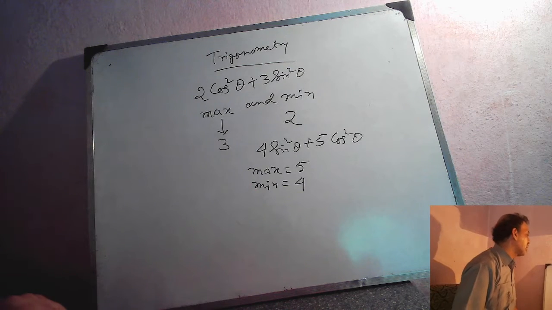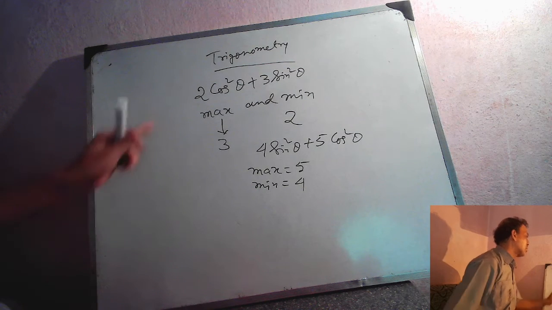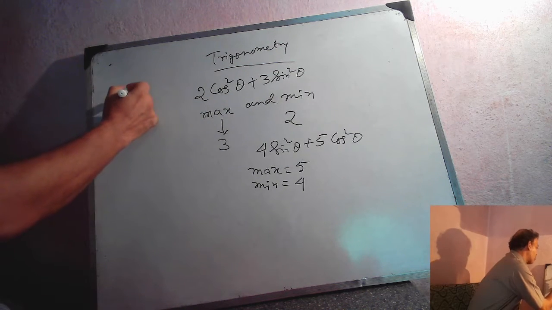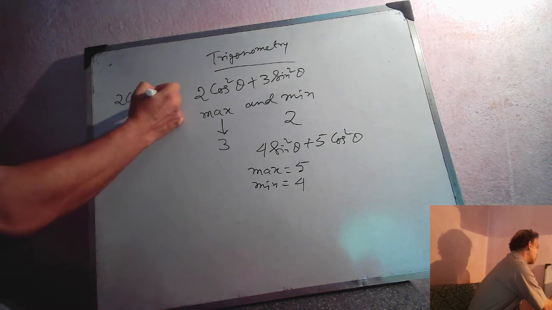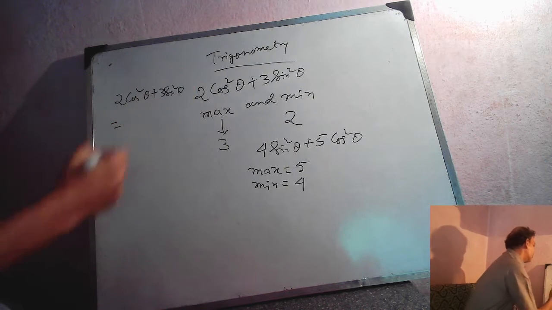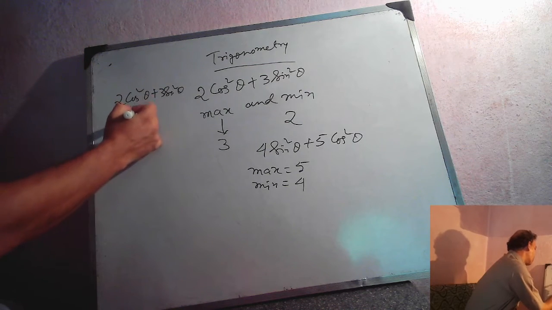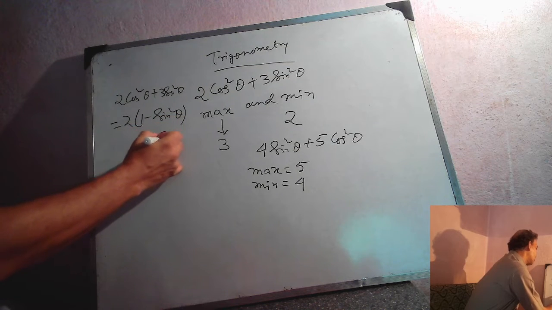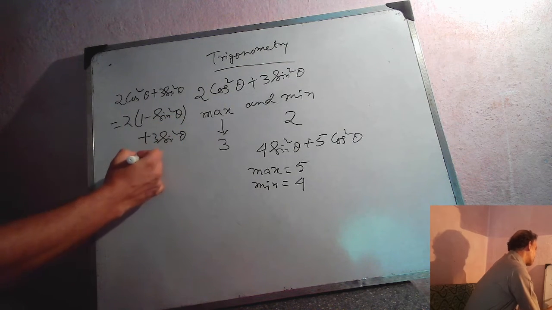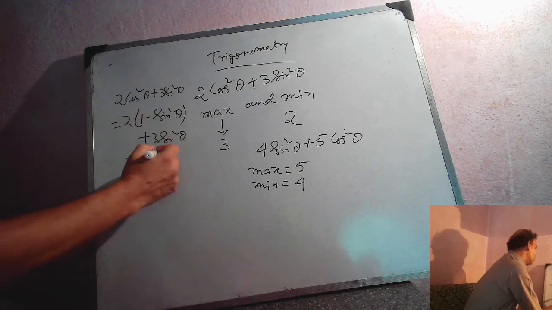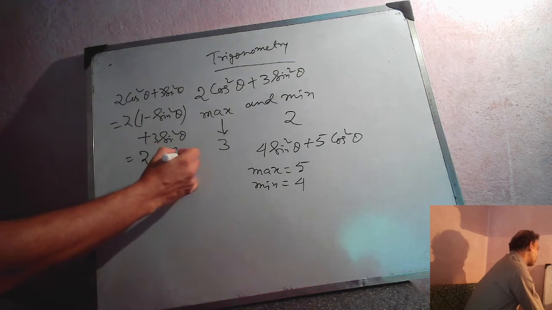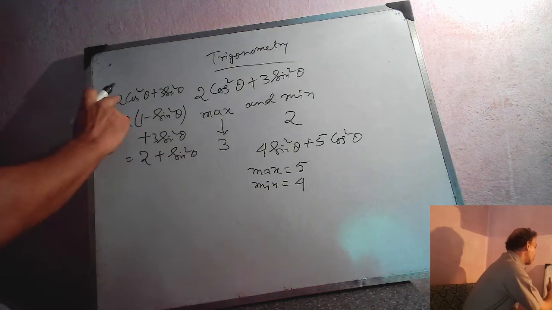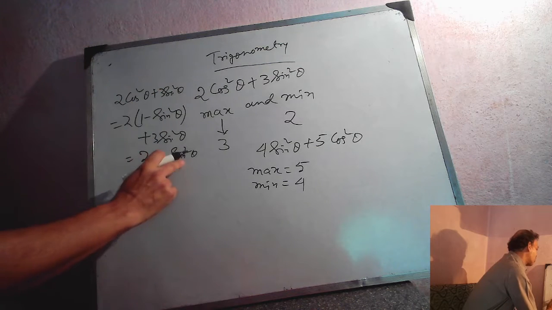What is the reason behind it? You should learn the technique. Now we can write 2 cos square theta plus 3 sin square theta equal to 2 into, we know cos square theta equal to 1 minus sin square theta, plus 3 sin square theta. After simplification, we will have 2 plus sin square theta, as 3 sin square theta minus 2 sin square theta reduces to sin square theta. So 2 cos square theta plus 3 sin square theta equals 2 plus sin square theta.